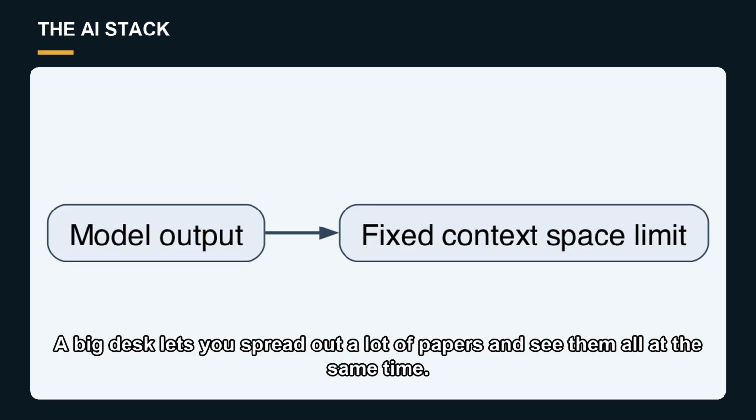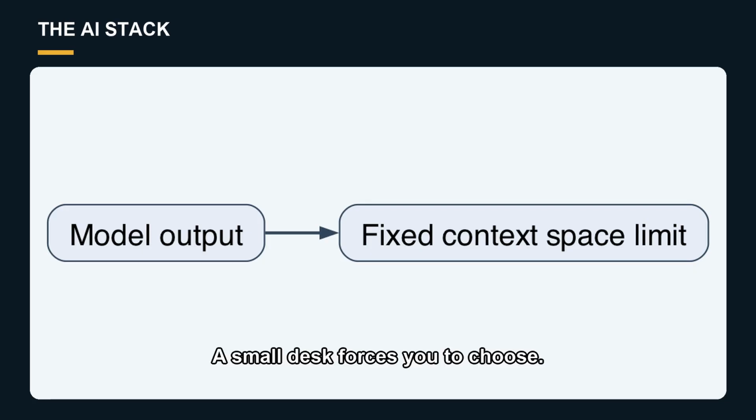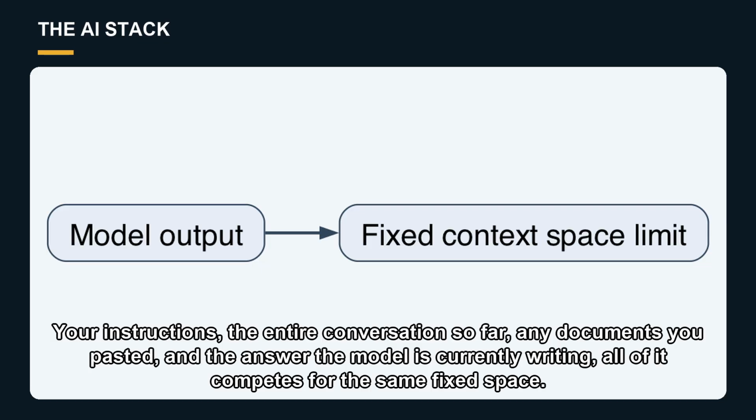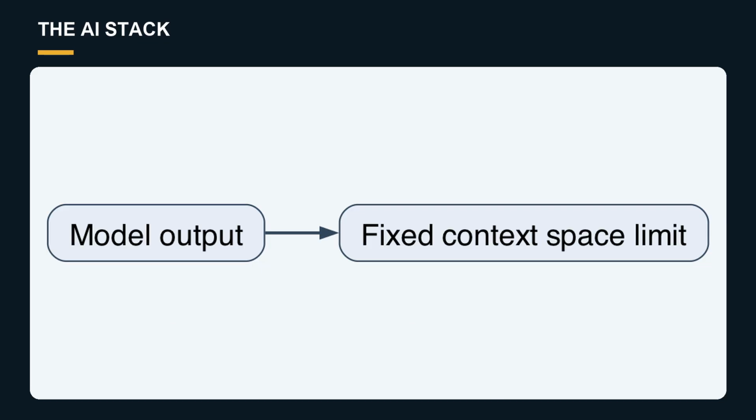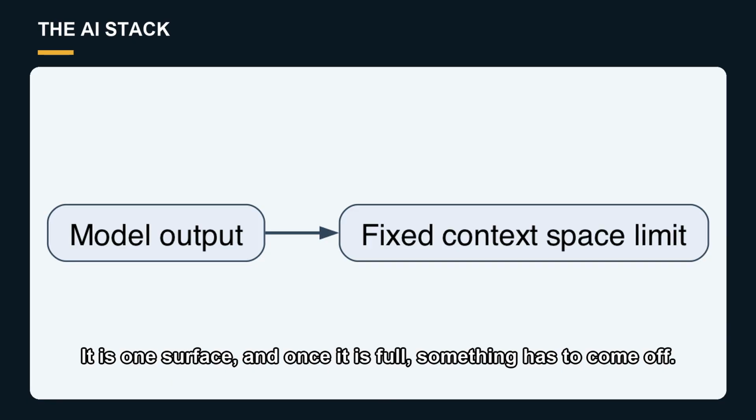A big desk lets you spread out a lot of papers and see them all at the same time. A small desk forces you to choose. But here's the crucial part people miss. Everything has to fit on that one desk. Your instructions, the entire conversation so far, any documents you pasted, and the answer the model is currently writing, all of it competes for the same fixed space. There is no separate drawer. It is one surface, and once it is full, something has to come off.